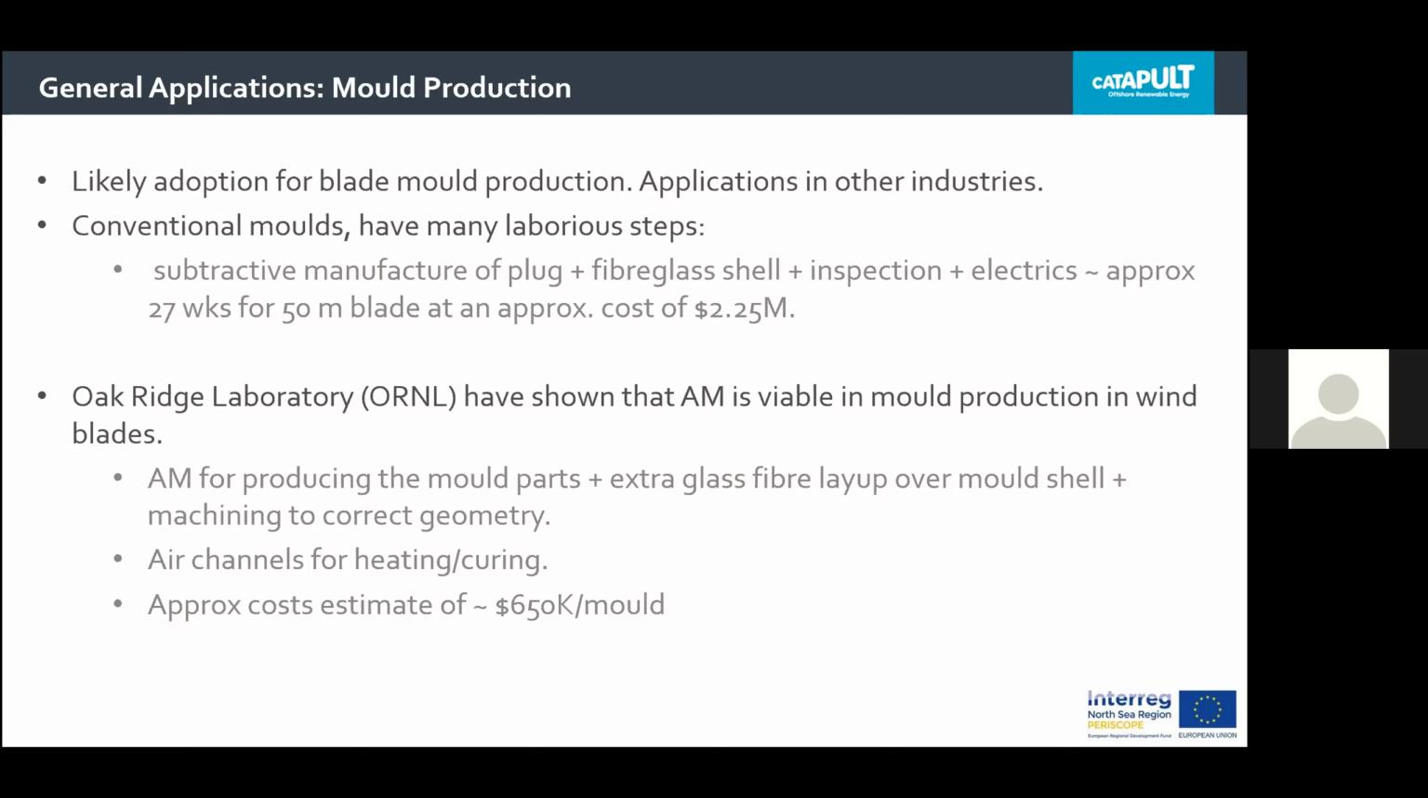Oak Ridge National Laboratory, ORNL over in Tennessee, have essentially shown that additive manufacturing is quite viable in terms of mold production for wind blades. They've shown that they can produce molds via additive manufacturing, thermoplastic extrusion, that are slightly undersized, and then they lay up some extra glass fiber to produce the surface, and then machine it to the correct geometry with air channels for the curing system. And they've shown that it's approximately 650K per mold, which could be further reduced with better machine utilization.